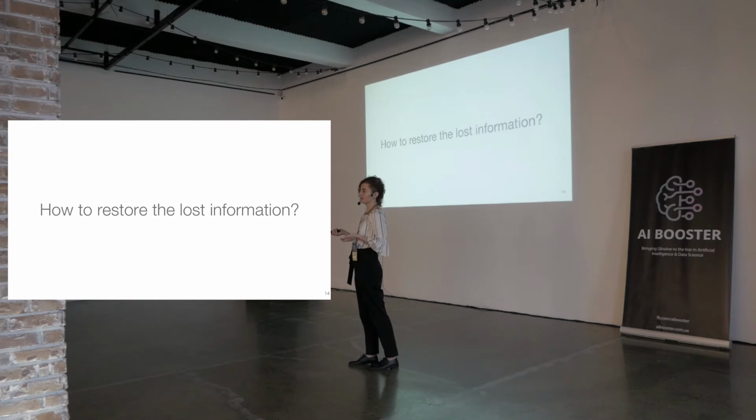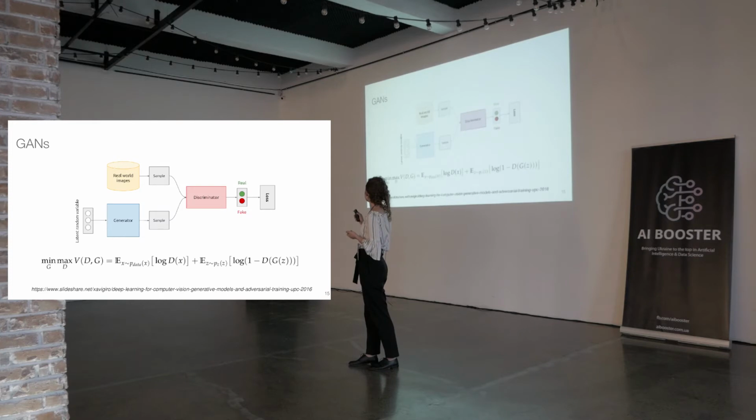So there's lots of lost information, and we have to manage to hallucinate it somehow. And that's where the GANs come into play. And what are GANs basically? Well, in general, you have two networks that are competing with each other. You have a generator and a discriminator, and they're playing a minimax game, trying to fool each other.